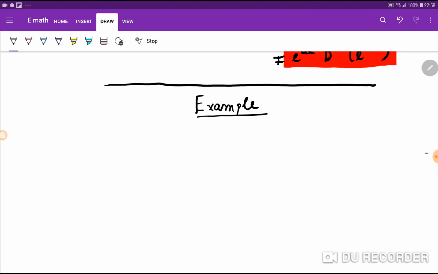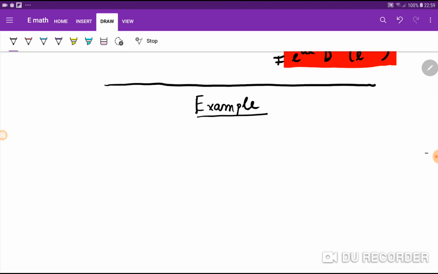And as promised, I will solve three examples right now. And then after that, I will come back to some properties, and then I think that should be it for our derivative integral series. So let's solve some examples, okay?